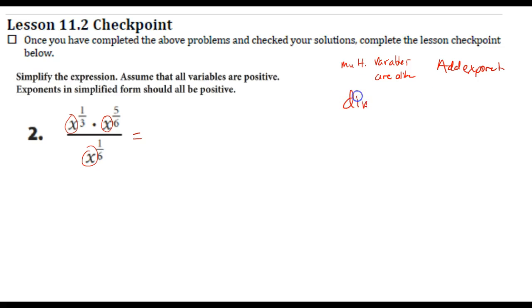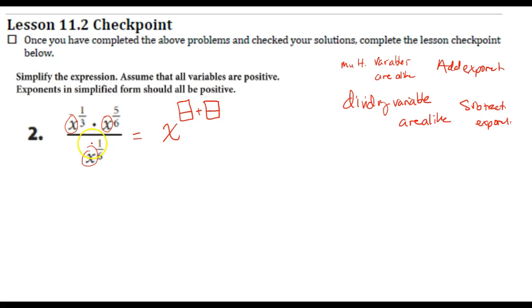And if we're dividing variables that are alike, we can subtract those exponents. So for here we could write this as x, two fractions being added together. And then since we're dividing by one of the variables, we can also subtract that exponent.